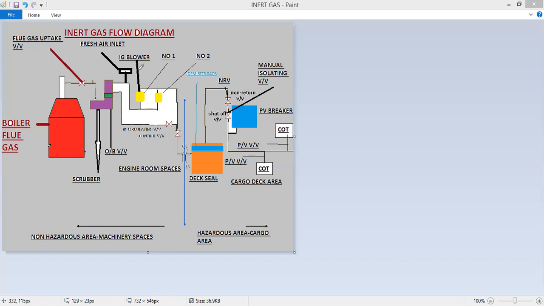Now if we need to gas free the tanks, then we need the blowers to be operated in gas freeing mode to take in fresh air. So we have the fresh air inlet here. The flue gas uptake valve is closed. There is a valve here which is closed, and there is a valve here for fresh air inlet which is open. The air is sucked in by the blowers, and then it is put into the tank. This is basically fresh air and it is used for gas freeing the tanks.